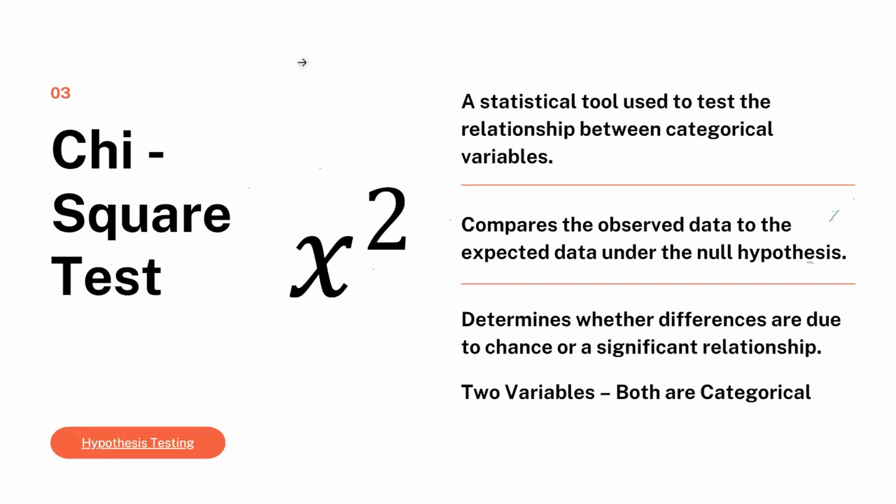Chi-square is a statistical tool which is used to test the relationship between categorical variables. If both variables come under the categorical type, then we have to choose the chi-square test. It compares the observed data to the expected data under the null hypothesis. It determines whether the differences are due to chance or a significant relationship.